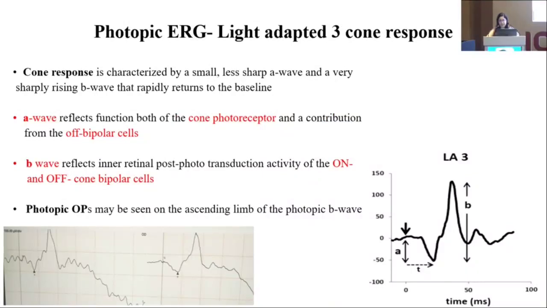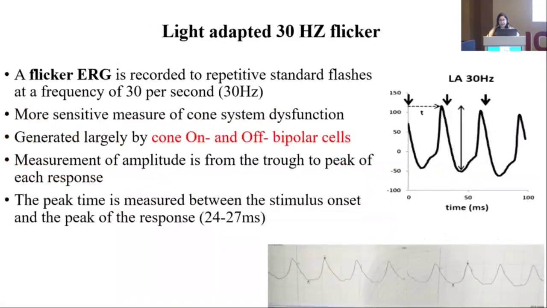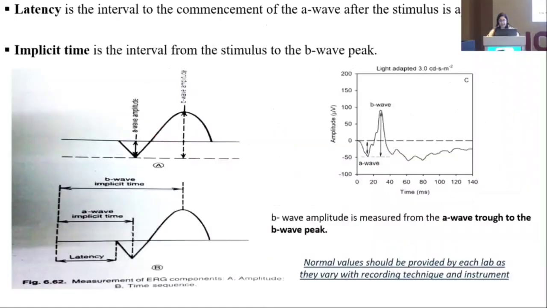Photopic ERG: the first response is the light adapted 3 cone response. In this, the A wave reflects the function of cone photoreceptors and off bipolar cells, and the B wave reflects on and off cone bipolar cells. Light adapted 30 Hz flicker is recorded to repeated standard flashes at a frequency of 30 Hz. It's a more sensitive measure of cone system dysfunction and is generated by cone on and off bipolar cells. Amplitude is from trough to peak of each response, and peak time is around 24 to 27 milliseconds.